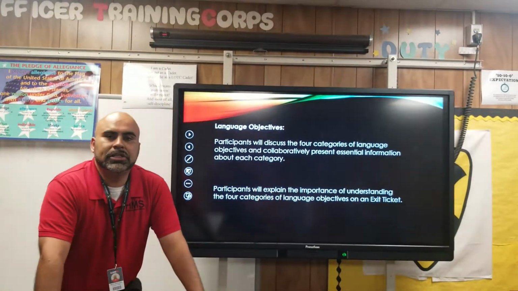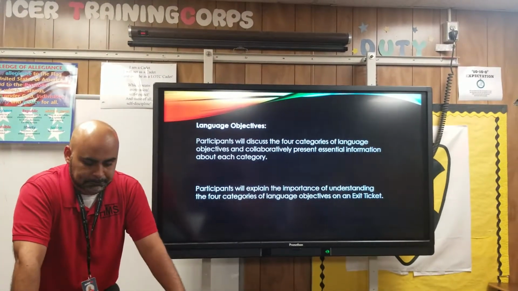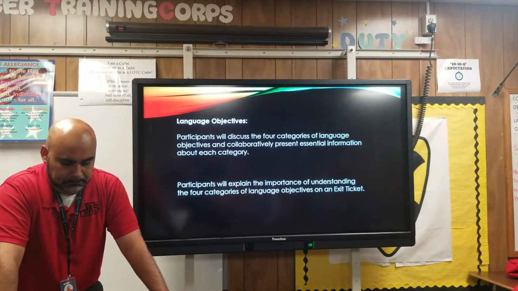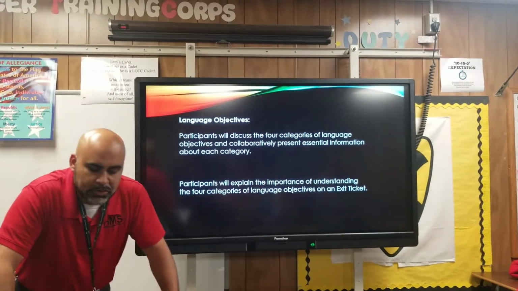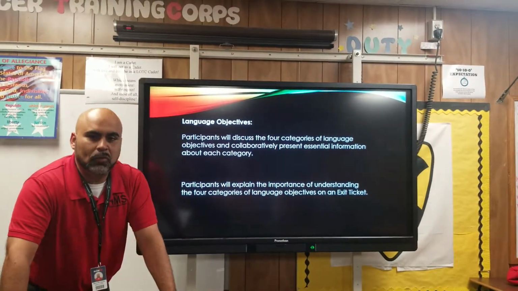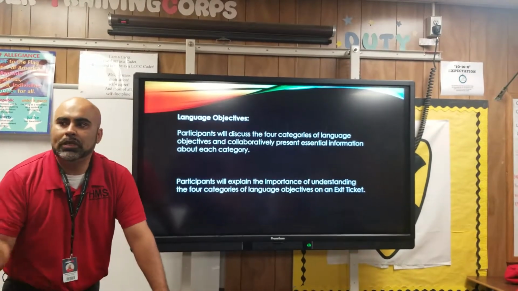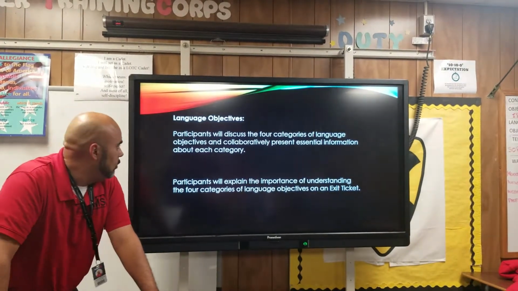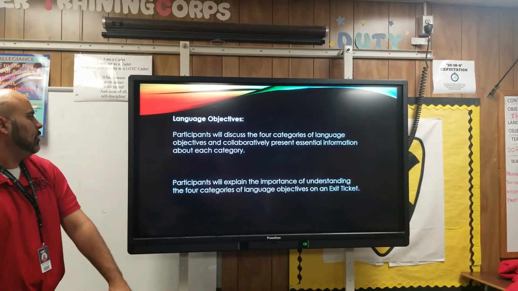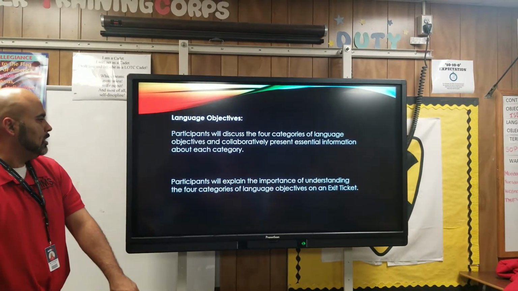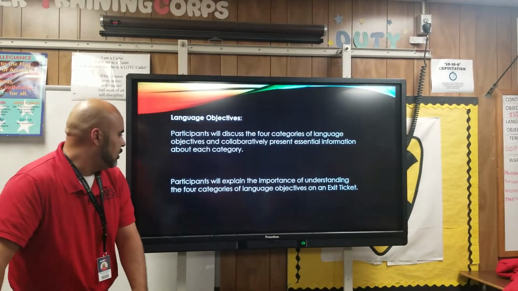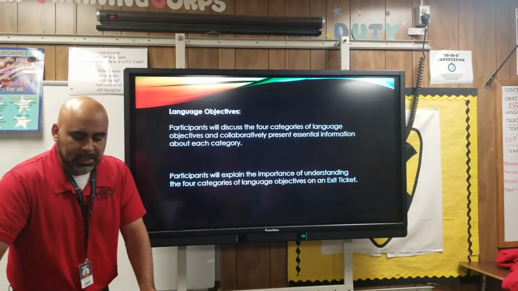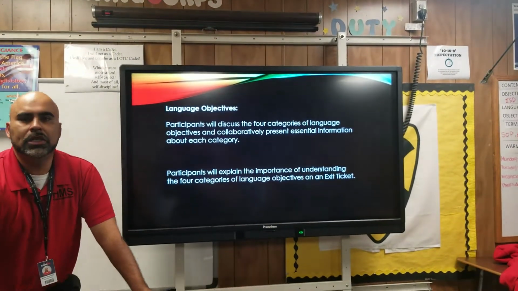Now I'm going to give everybody another 10-15 seconds to read these objectives silently. Okay, now if we could find one person at the table to rephrase or reword to everyone else on your table what these mean to you. The participants will discuss the 4 categories of language objectives and collaboratively represent essential information about each category. Participants will explain the importance of understanding the 4 categories of language objectives on an exit ticket. So please share with your group, in your own words, a rephrasing of this.